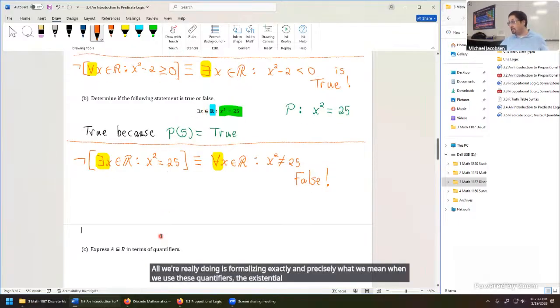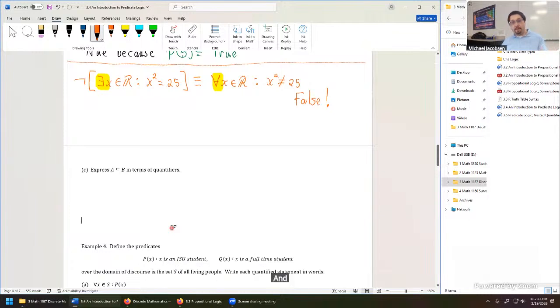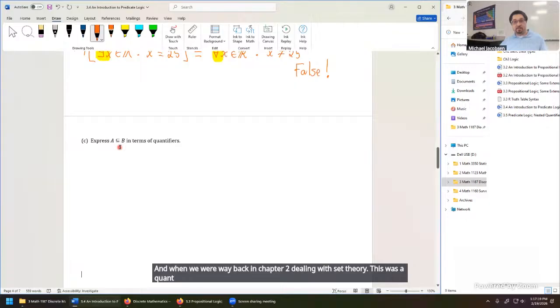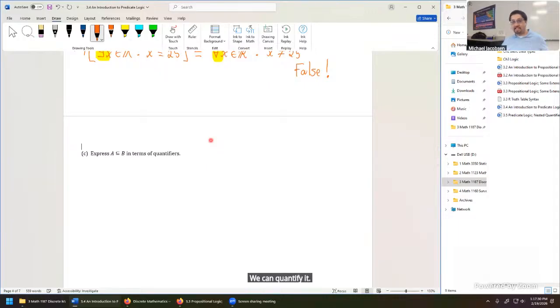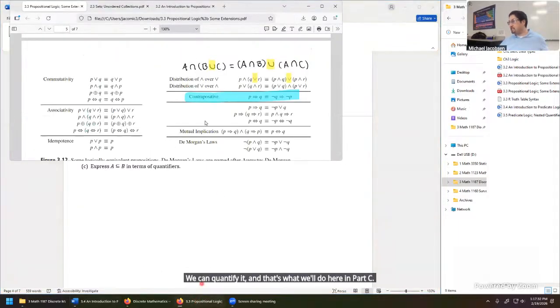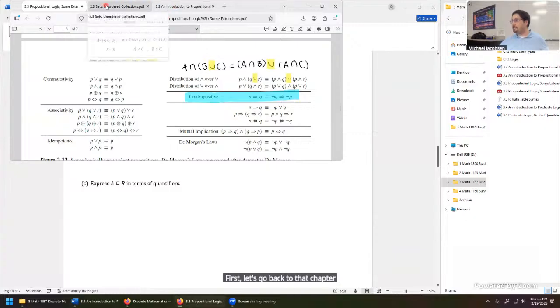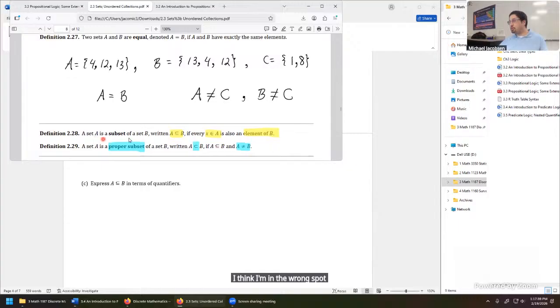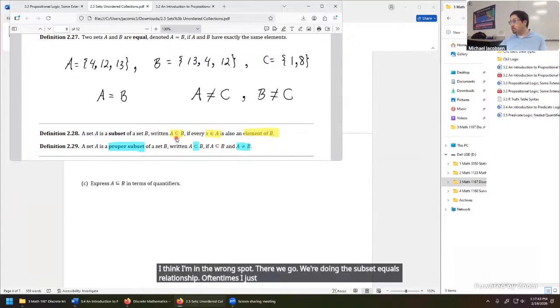and the universal one. And when we were way back in chapter 2 dealing with set theory, this was a quantified statement, the subset relationship. So if we want to be extremely precise about what we mean by A is a subset equals B, we can quantify it, and that's what we'll do here in part C. First, let's go back to that chapter because it's been a while. I think I'm in the wrong spot. There we go. We're doing the subset equals relationship. Oftentimes I just say subset to refer to that one.